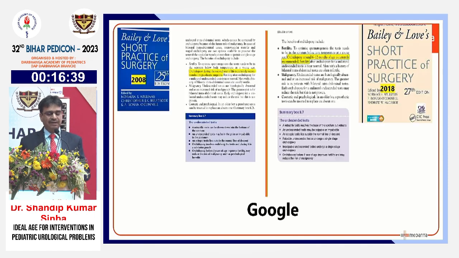When we were undergraduates, and when we were teaching in Maulana Medical College in 2008, this is the classical Bailey & Love textbook of surgery. It was written that the ideal age of orchidopexy is in the range of 2 years. Now, in the last 10 years, if you see the recent 2018 edition, and the new 2023 edition has also come, the age has gone down from 2 years to 6 to 12 months of age.